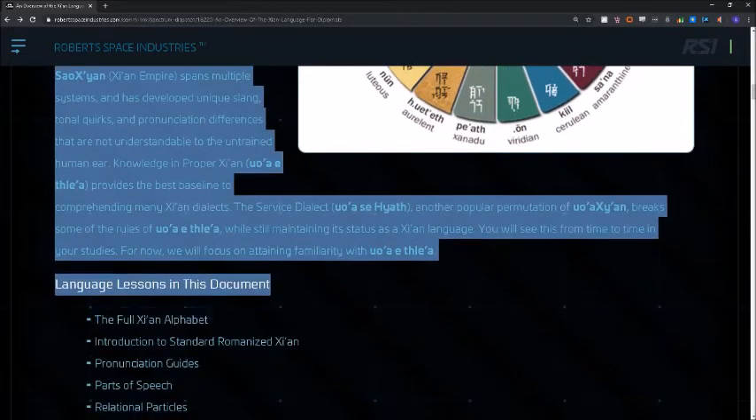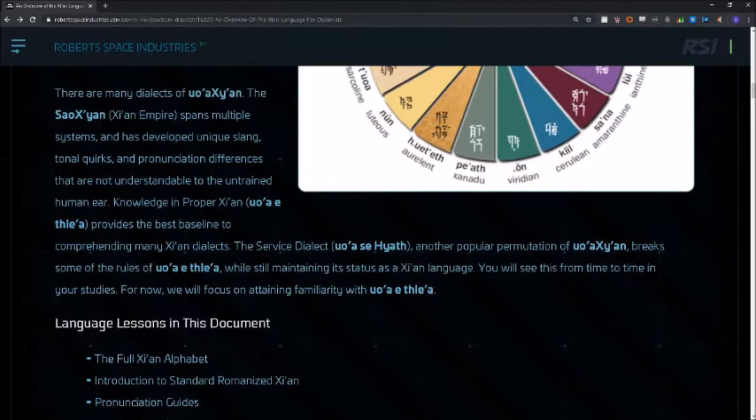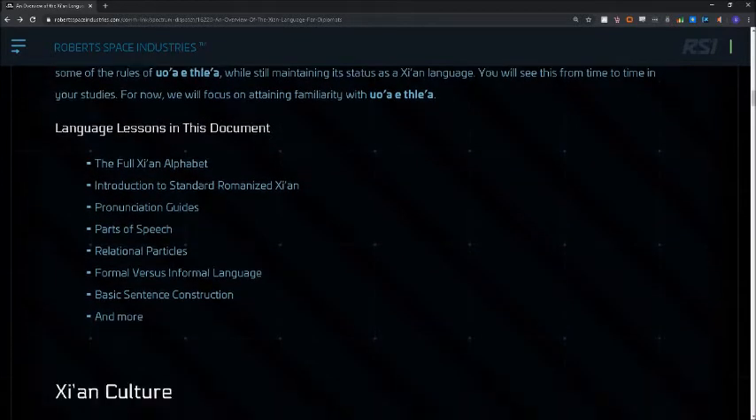The Shaoxian Xi'an Empire spans multiple systems and has developed unique slang, tonal quirks, and knowledge in proper Xi'an. Yuoethalaya provides the best baseline to comprehending many Xi'an dialects. The service dialect, Yuoesaihaiath, another popular permutation of Yuoak Xi'an, breaks some of the rules of Yuoethalaya while still maintaining its status as a Xi'an language. You will see this from time to time in your studies. For now, we will focus on attaining familiarity with Yuoethalaya.